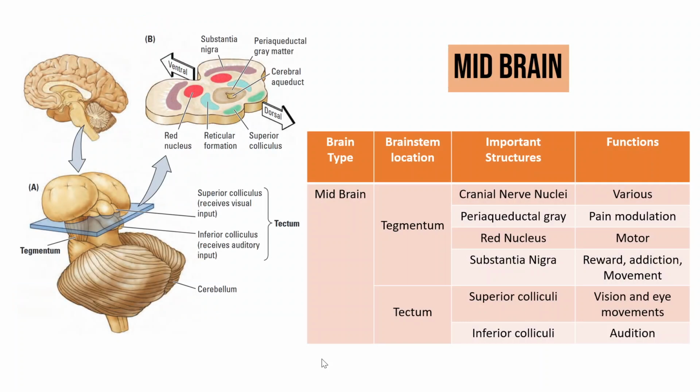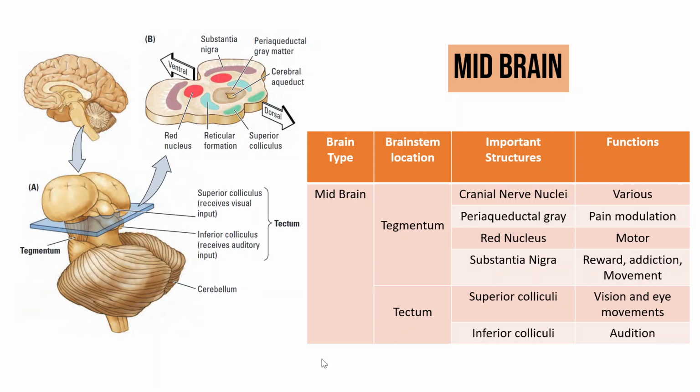The midbrain has two main parts, the tegmentum and the tectum. What functions do those parts perform, and what other structures do they contain? The tegmentum contains cranial nerve nuclei, the periaqueductal gray, the red nucleus, and the substantia nigra, and these are the functions: motor functions, and functions related to addictions and pain. And the tectum contains two colliculi, superior and inferior. The superior is related to vision and eye movements, and the inferior is related to audition.